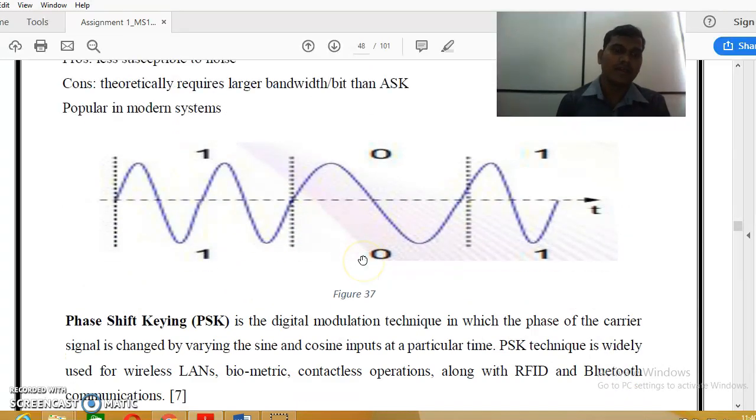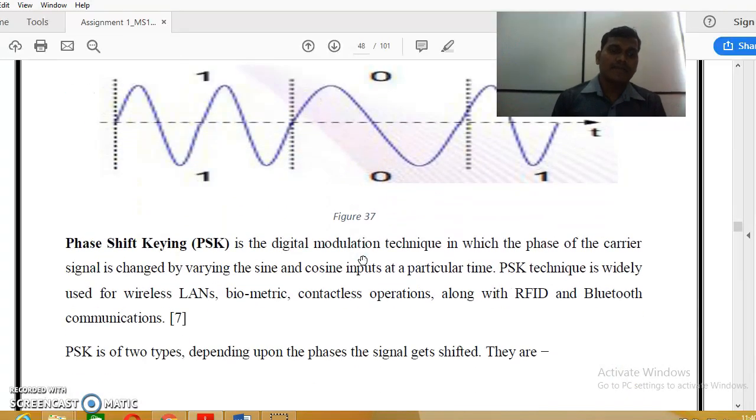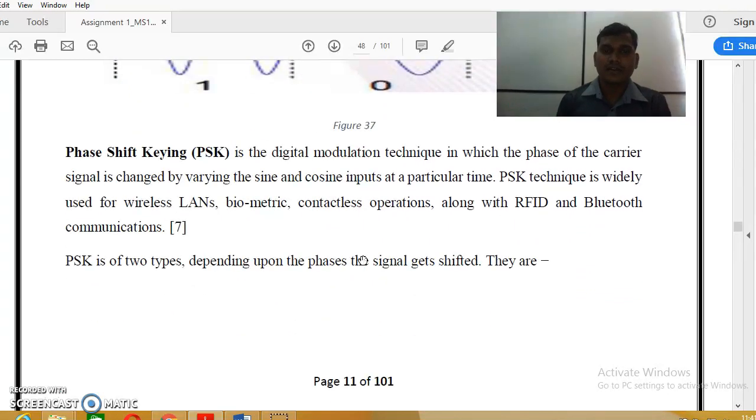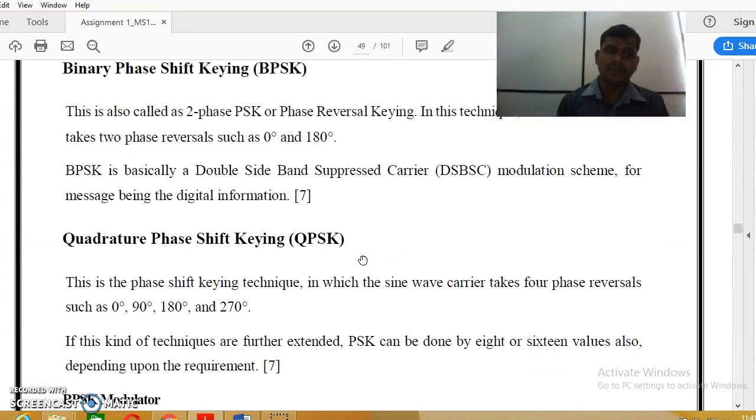This is the figure. PSK, phase shift keying, is the digital modulation technique in which the phase of the carrier signal is changed by varying the sine and cosine inputs at a particular time. The PSK technique is widely used for wireless LAN, biometrics, contactless operation, along with RFID and Bluetooth communication. There are two types, binary phase shift keying and quadrature phase shift keying. These are the two.